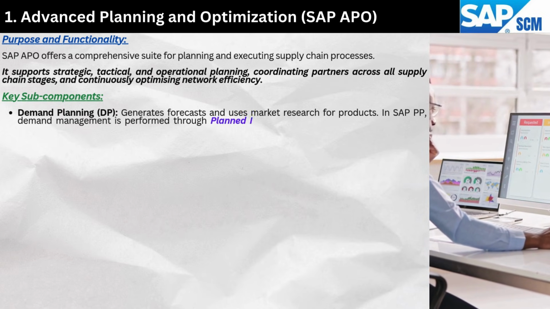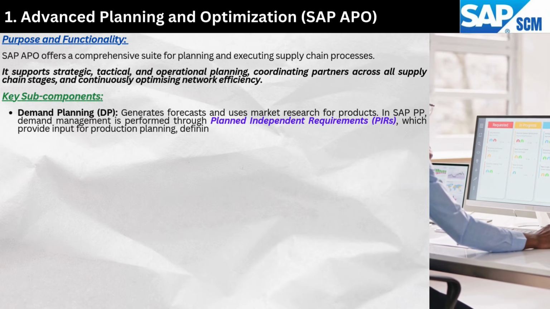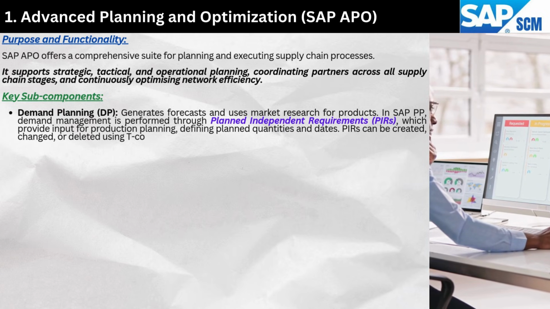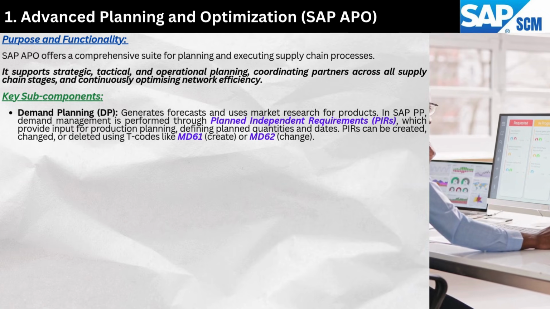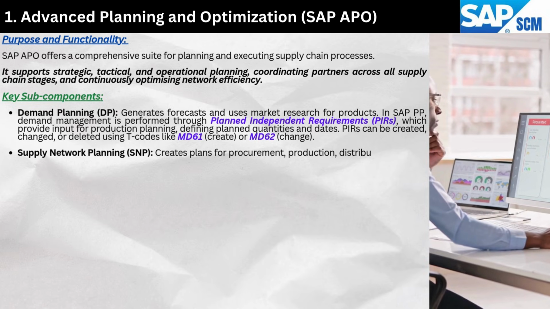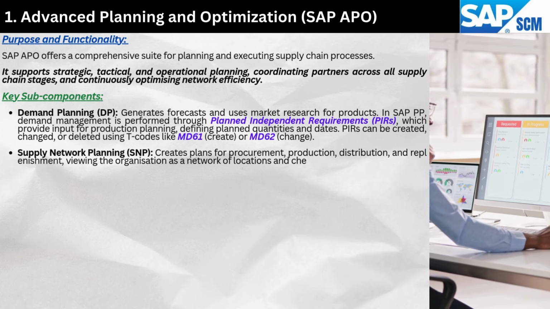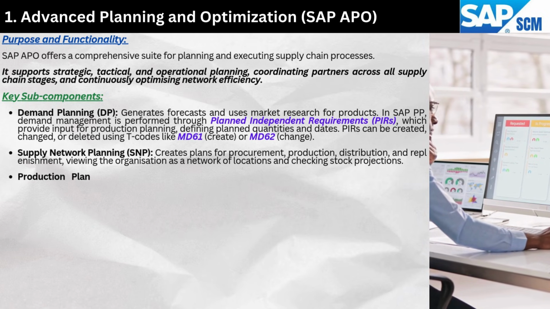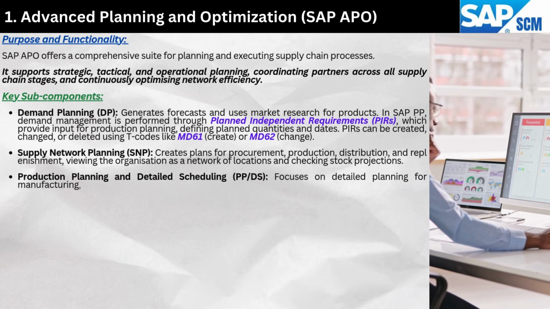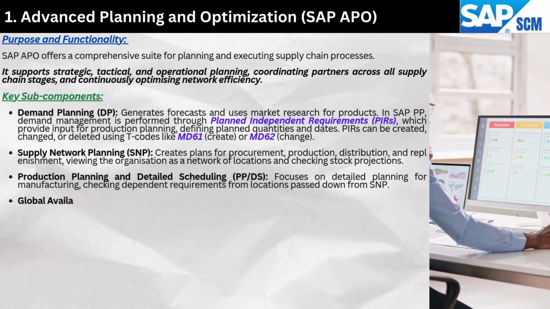In SAP PP, demand management is performed through Planned Independent Requirements, PIRs, which provide input for production planning, defining planned quantities and dates. PIRs can be created, changed, or deleted using T-codes like MD61, create, or MD62, change. Supply Network Planning, SNP, creates plans for procurement, production, distribution, and replenishment, viewing the organization as a network of locations and checking stock projections. Production Planning and Detailed Scheduling, PP/DS, focuses on detailed planning for manufacturing, checking dependent requirements from locations passed down from SNP.